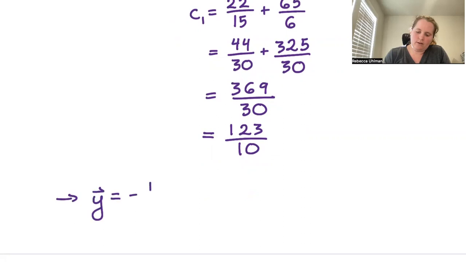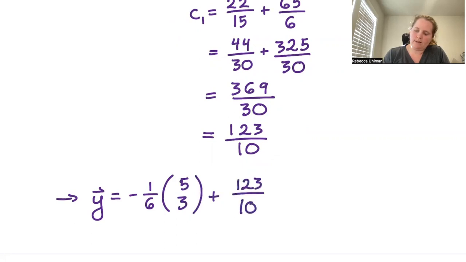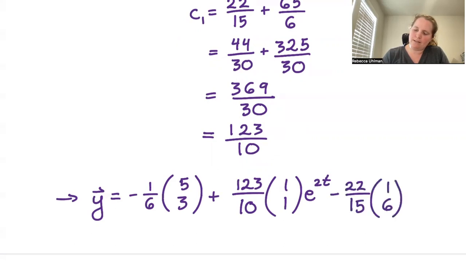So we have that our y is equal to -1/6 times the vector 5, 3 plus 123/10 times the vector 1, 1 times e to the 2t minus 22/15 times the vector 1, 6 times e to the -3t. I apologize that last bit's not updating.